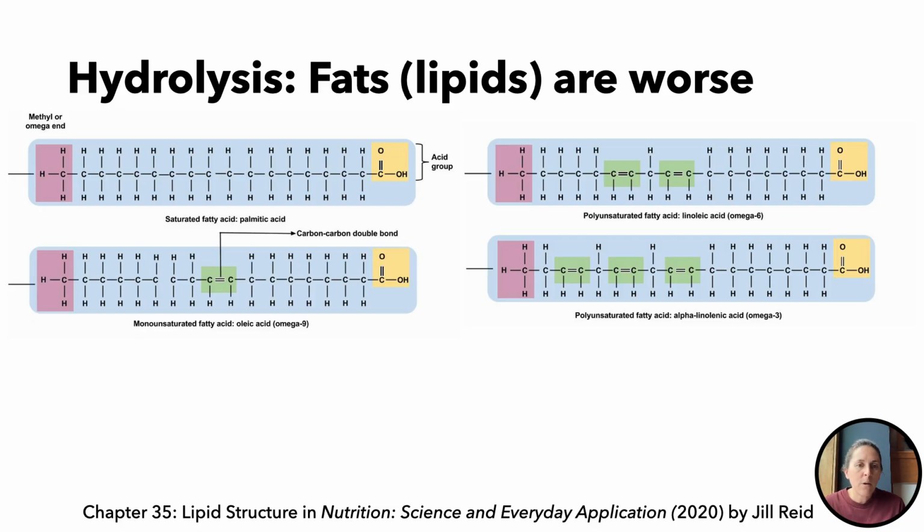And then below that, we have a monounsaturated fatty acid, and you'll notice that there's 2 carbons that are highlighted in green, and those have an equal sign, which represents a double bond. And then over on the right column, we have 2 different examples of polyunsaturated fats. And so unsaturated refers to the presence of those double bonds. Saturated means everything is a single bond.